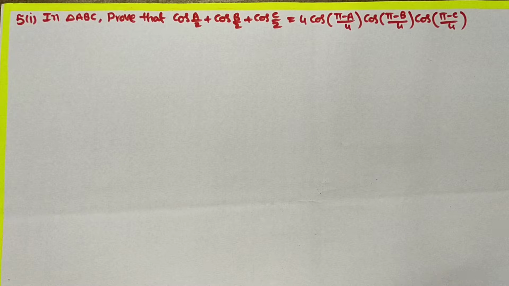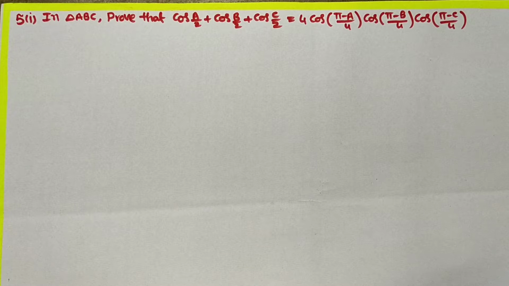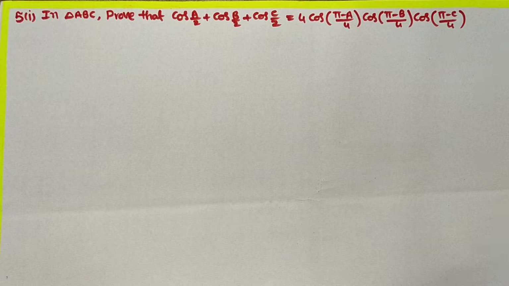In triangle ABC, prove that cos A by 2 plus cos B by 2 plus cos C by 2 equals 4 into cos of (pi minus A) by 4, cos of (pi minus B) by 4 into cos of (pi minus C) by 4. These types of questions are asked regularly in public examinations, which are very important. We will discuss this answer.